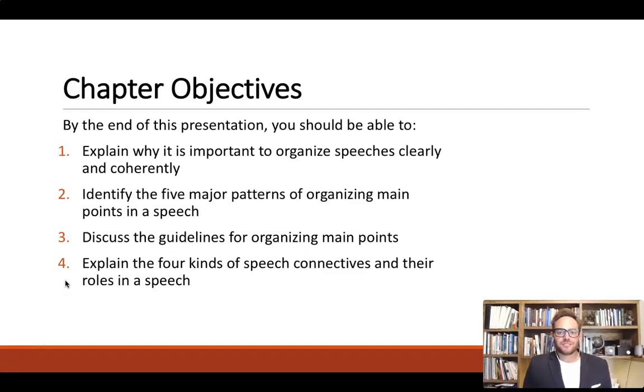The chapter objectives that we will cover in this presentation will include explaining why it's important to organize our speeches clearly and coherently, identify 5 major patterns of organizing main points for our speech, and then discuss the guidelines for organizing our speeches. So like covering some tips and things we should keep in mind when developing our speeches, outlining our main points, and then lastly, discuss the 4 kinds of speech connectives and their role in our speeches.